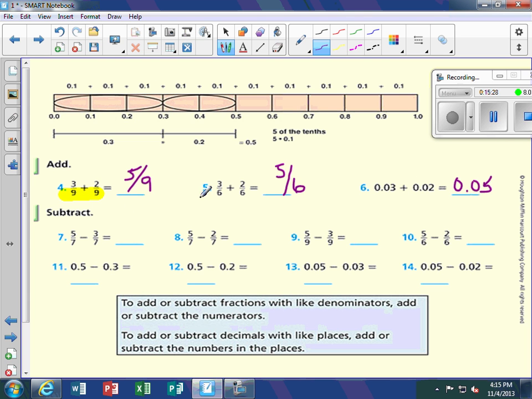Same thing with subtraction. So now you have 4, 5, and 6. Same denominator. 5 minus 3 is 2 over 7. 5 minus 2 is 3 over 7. Copy these down, please. Number 9, 5 minus 3 is 2 over 9. To add or subtract fractions with like denominators, add or subtract the numerators. Pretty simple. To add or subtract decimals with like places, add or subtract numbers in their places. For example, number 14, go ahead and copy that down as well. If you were to put that right there, you would have 0.03.